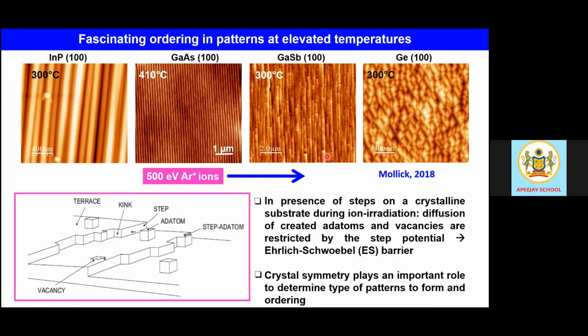This temperature is not unique for any material. There could be a correlation, or it could just be coincidence, that 300 degrees centigrade for indium phosphide and gallium arsenide gives rise to some beautifully ordered patterns. It doesn't make much of a meaning. The same 300 degrees centigrade gives a very different pattern for germanium and for gallium arsenide also.